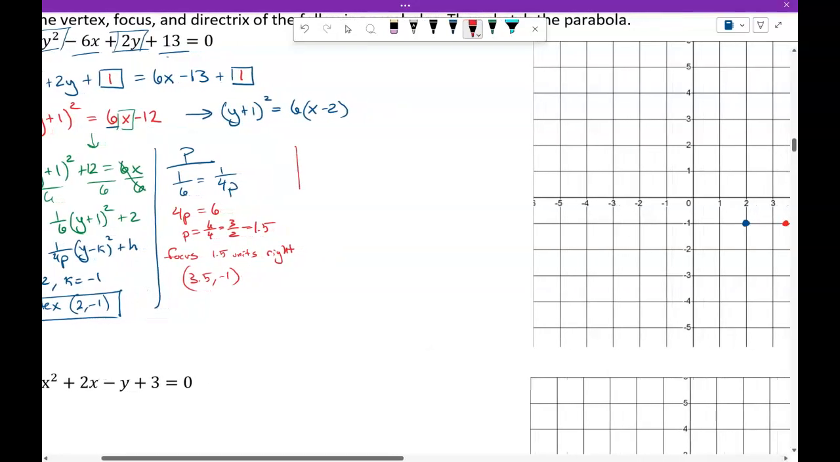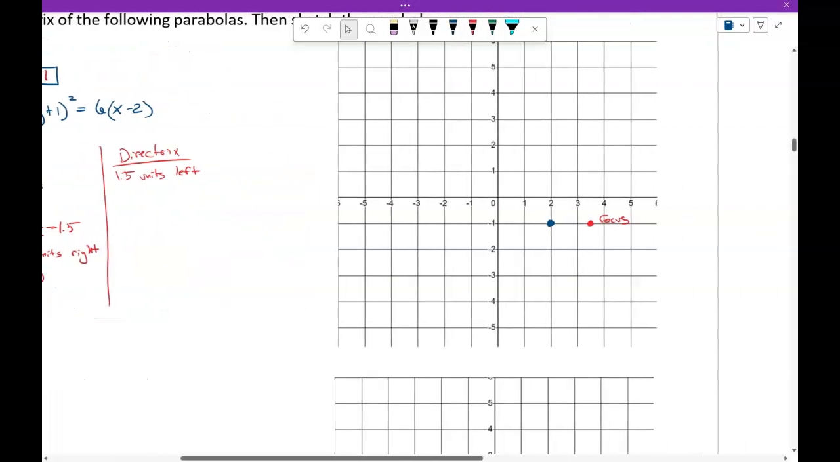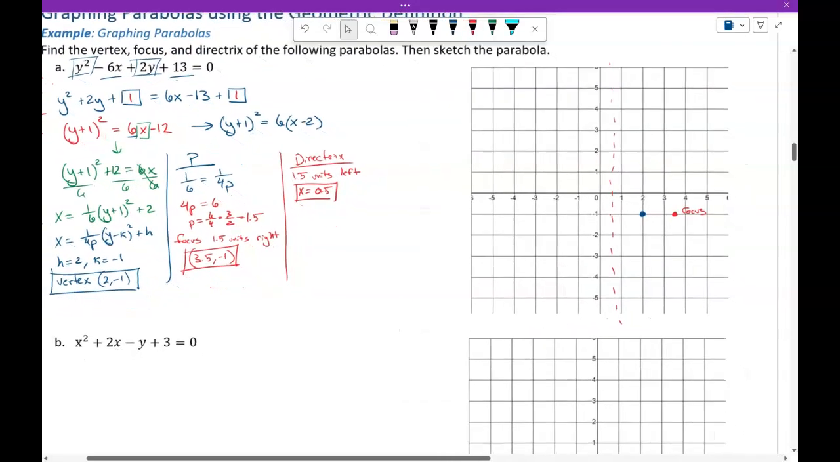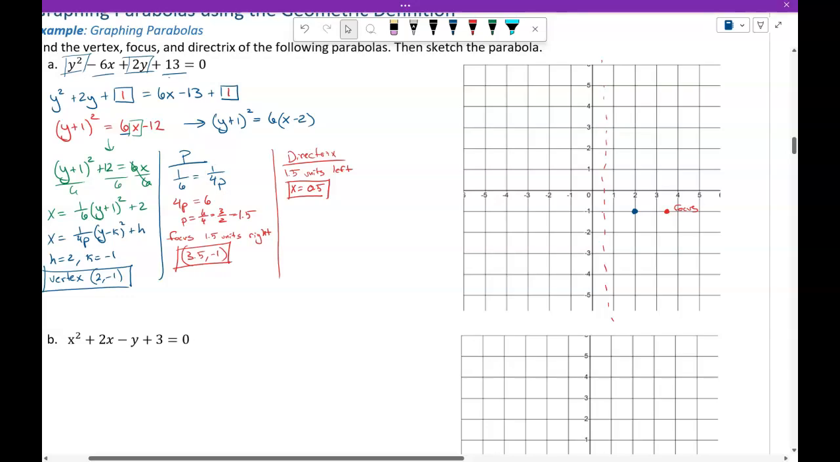We also know that our directrix is going to be 1.5 units left. And so 1.5 units left, we're going to have that vertical line at x equals 0.5. So we have our vertex, our focus, and our directrix.